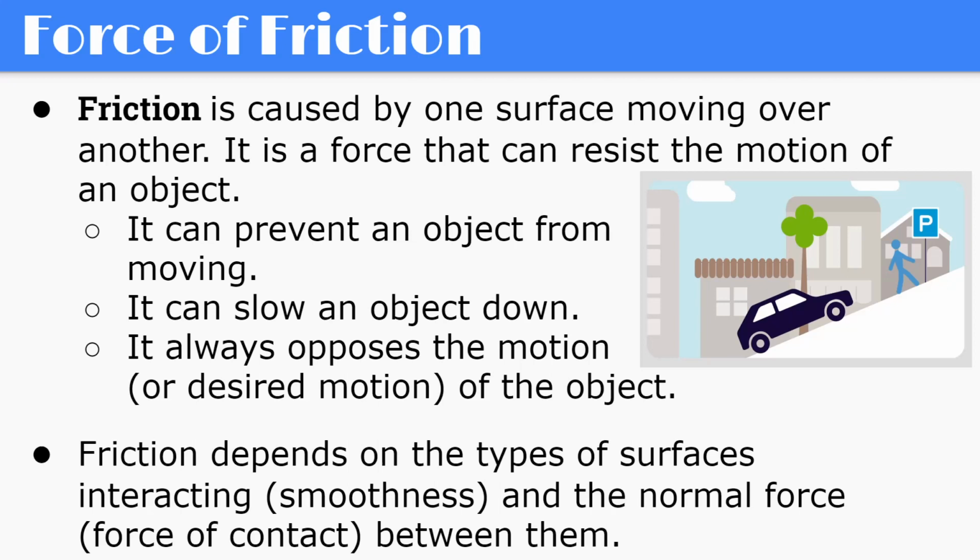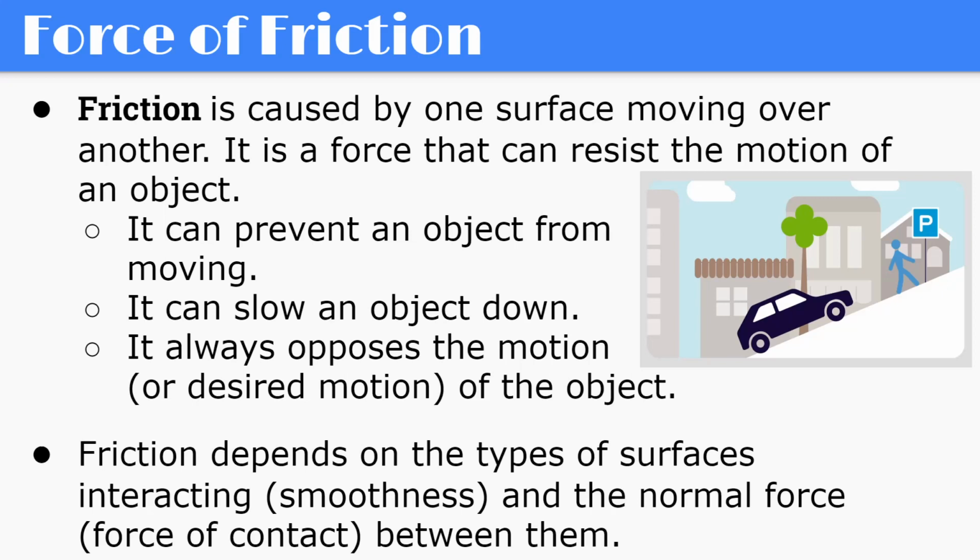It could also slow an object down. If I was to push a chair across the room, it will roll a little bit, but it will of course slow down and eventually stop due to the friction between the wheels and the floor. But regardless, it always opposes the motion or desired motion of the object. You guys are going to want to write down that sentence. If nothing else, please write down that friction always opposes the motion or desired motion of the object.